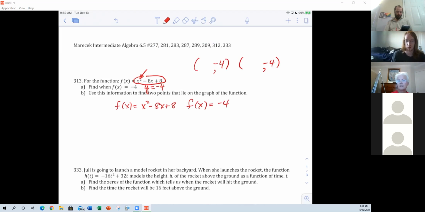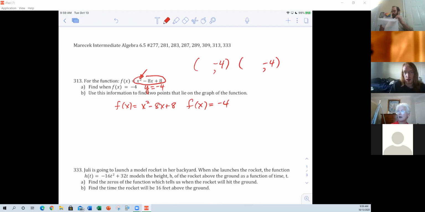So they told us that f of x equals x squared minus 8x plus 8. They've also said f of x equals -4. Don't we plug in -4? So we're going to set x squared minus 8x plus 8 equal to -4, right? Is that what you meant, Michael? No, I thought because it was a function that we're gonna plug in -4.